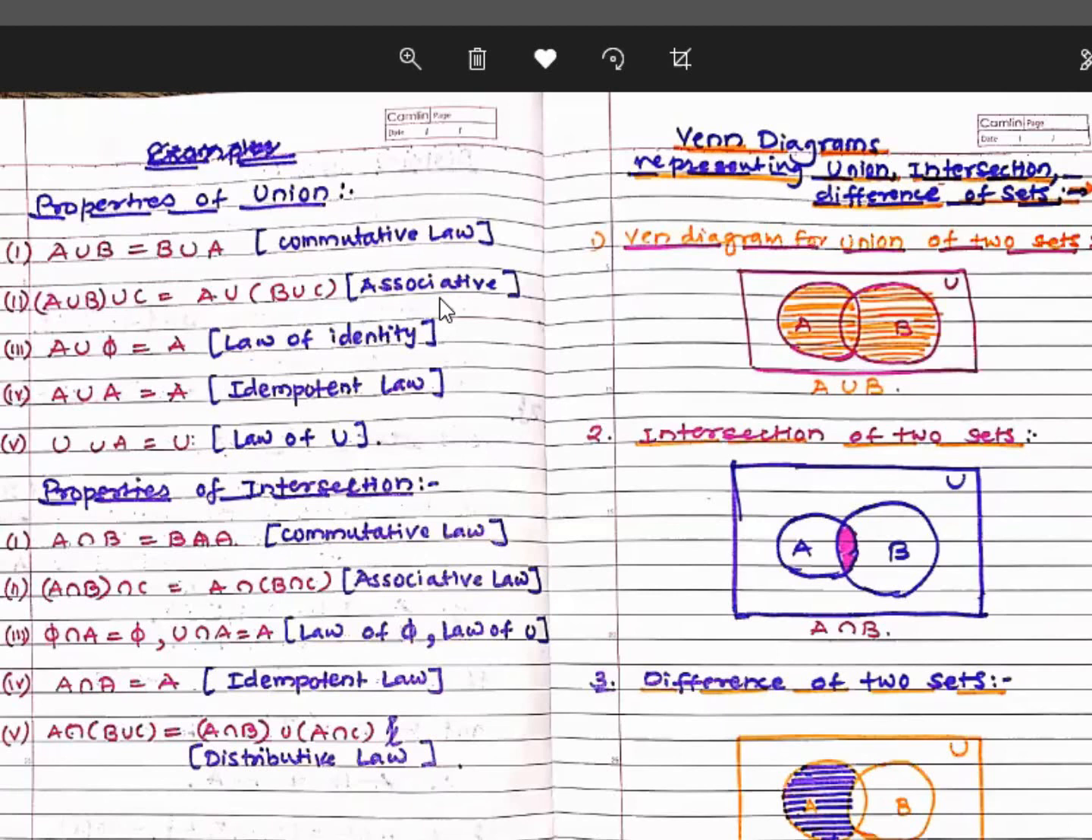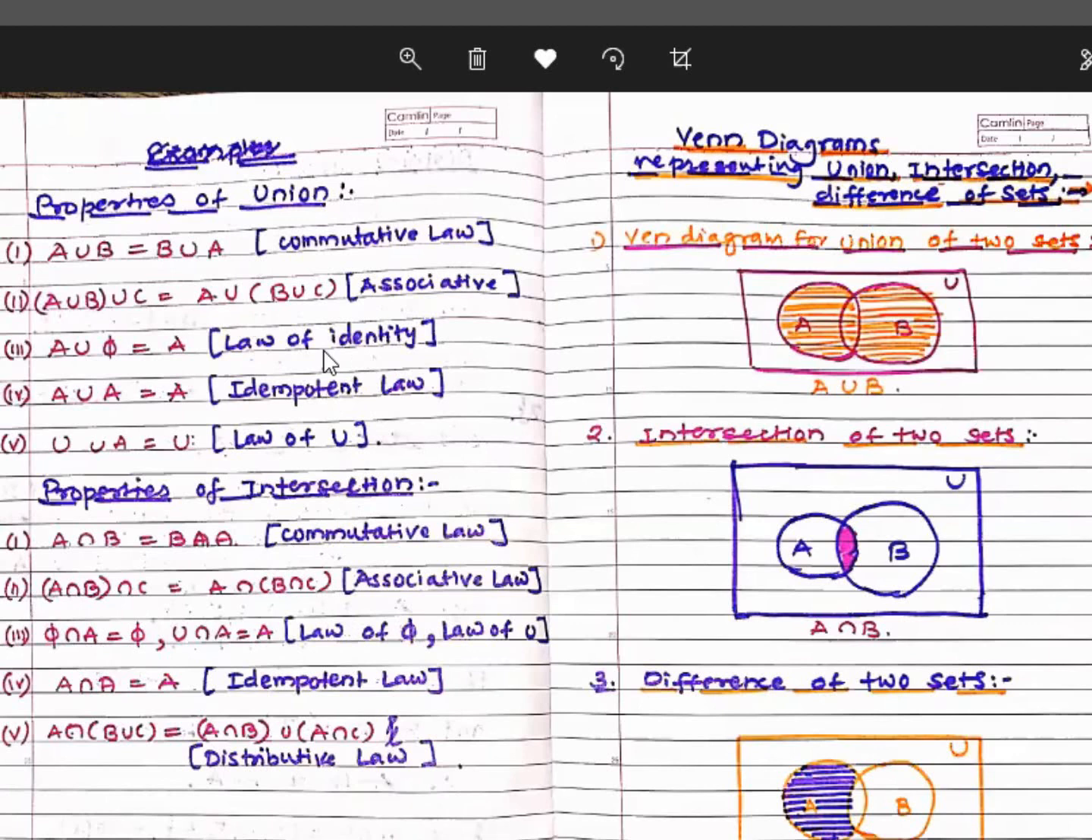The second case is associativity. So again, for union it is (A union B) union C, which is the same as A union (B union C). The same case holds for the intersection also. (A intersection B) intersection C will be the same as A intersection (B intersection C). Such a property is called the associative law or associative property. So I can say union as well as intersection both are associative. Union is associative means this condition is satisfied. Intersection is associative means this condition is satisfied.